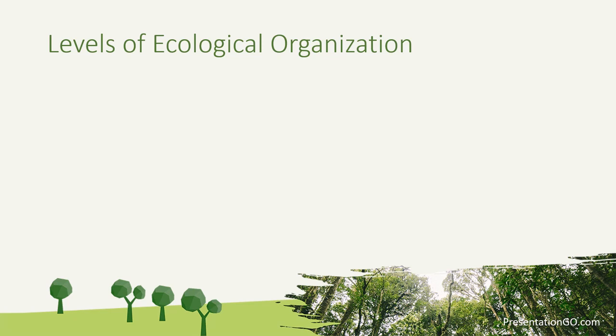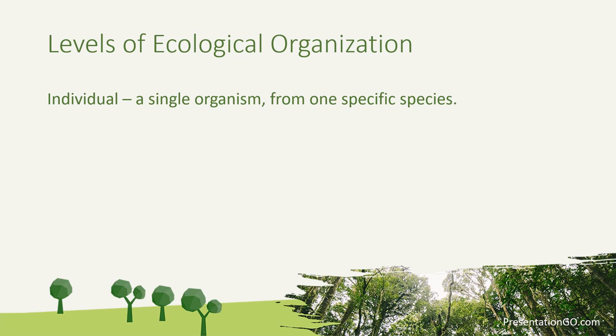This is similar to the levels of biological organization, but that's a whole other video. The first level of ecological organization is individual, which is one organism from one specific species. As shown by the picture, we have one butterfly.